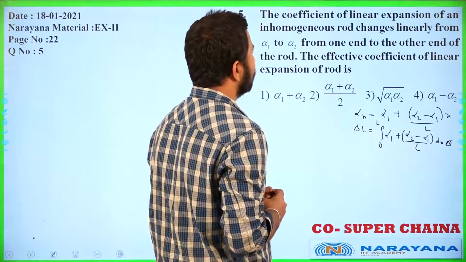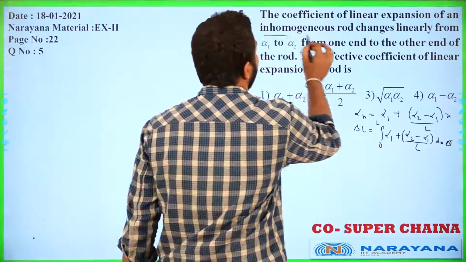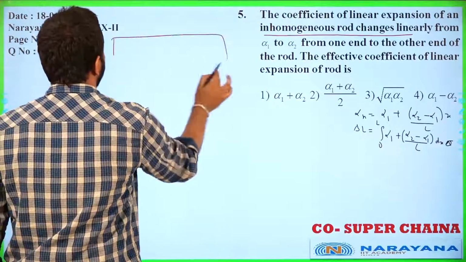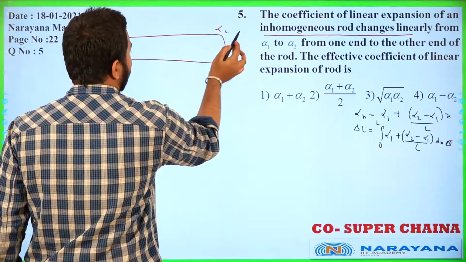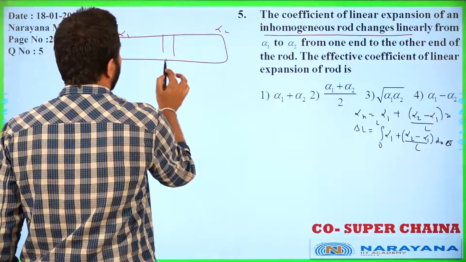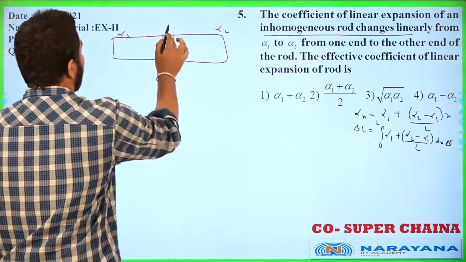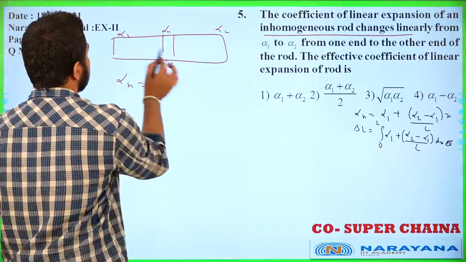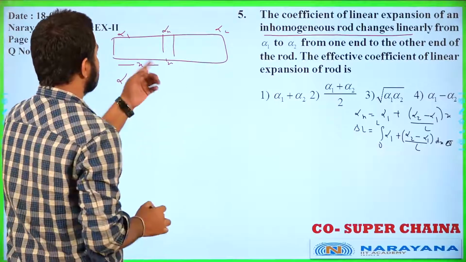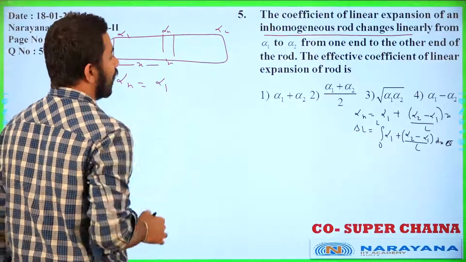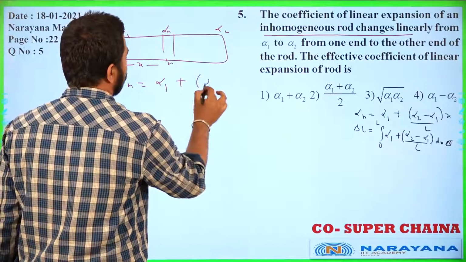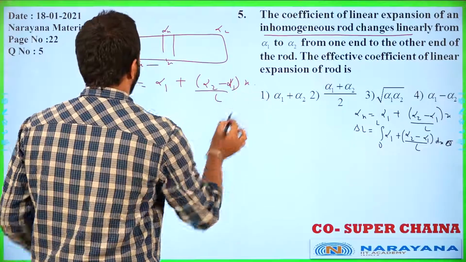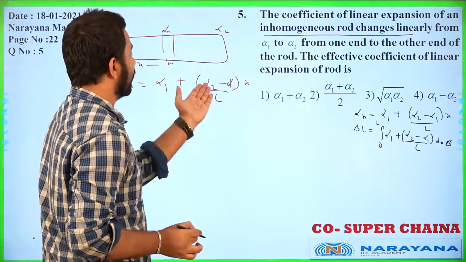The coefficient of linear expansion of a homogeneous rod changes linearly from alpha 1 to alpha 2. See here what is happening. Here I have alpha 1 and here I have alpha 2. I take a small element dl here, and for this section I am writing alpha n. So I can write this variation is x, from x distance I have measured this. So I can write alpha 1 can be written as alpha 2 minus alpha 1. This is my change in the alpha, the variation over length.